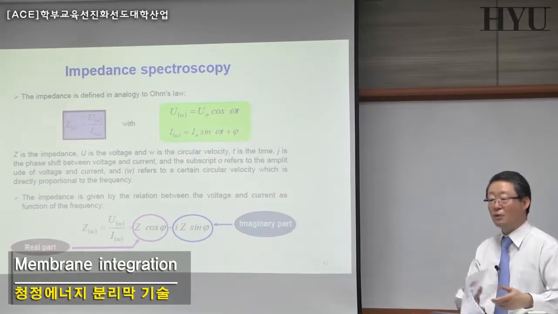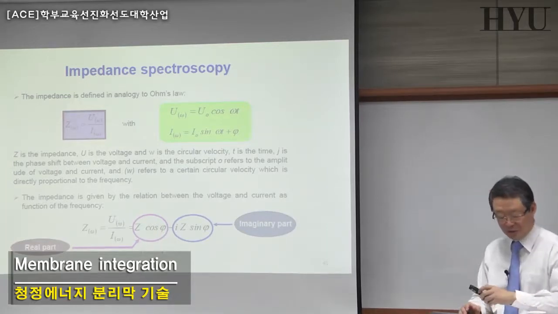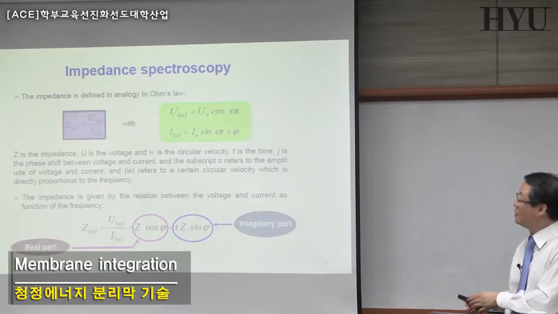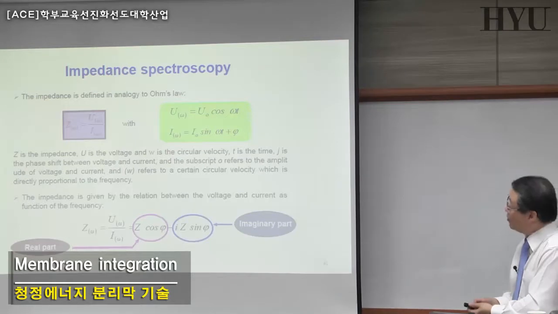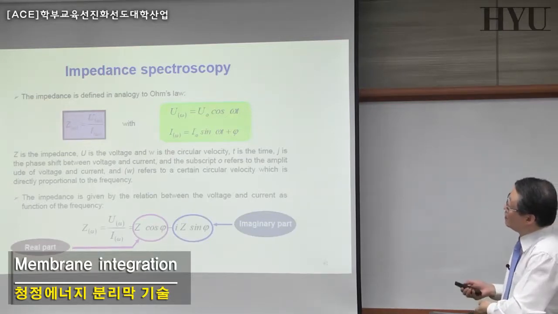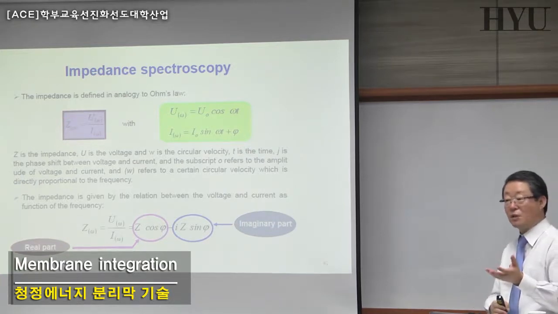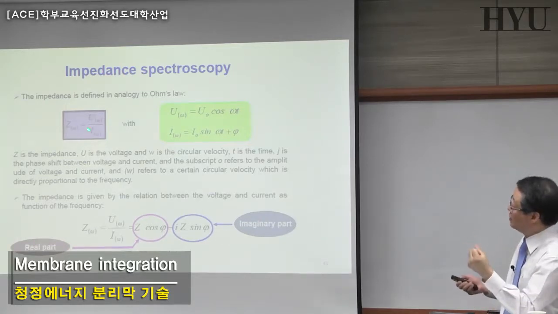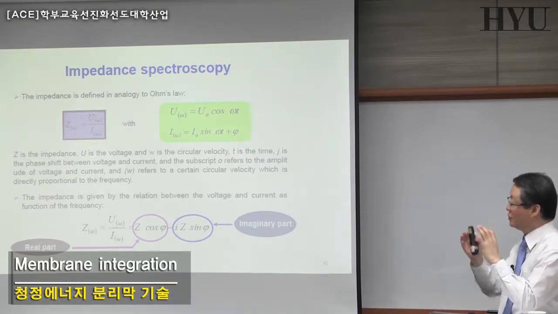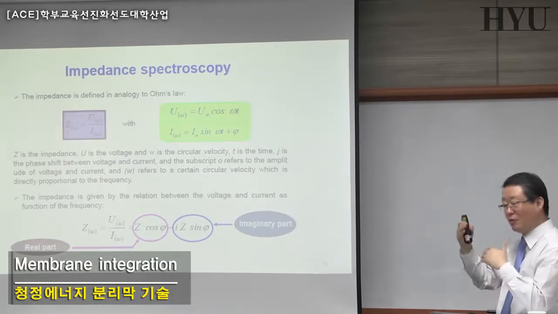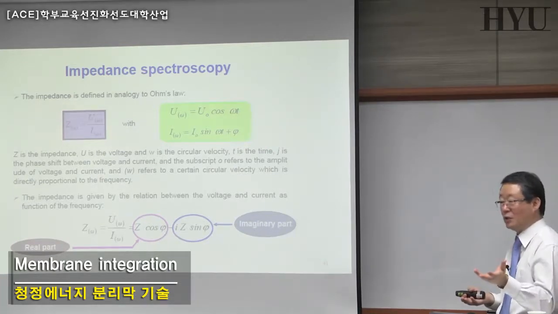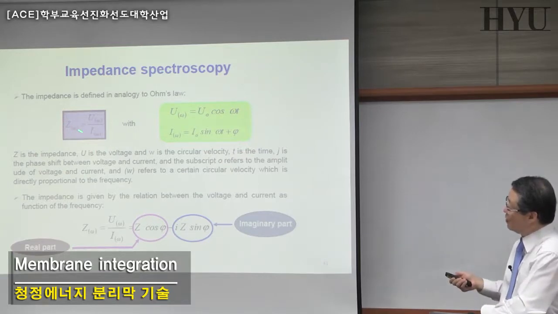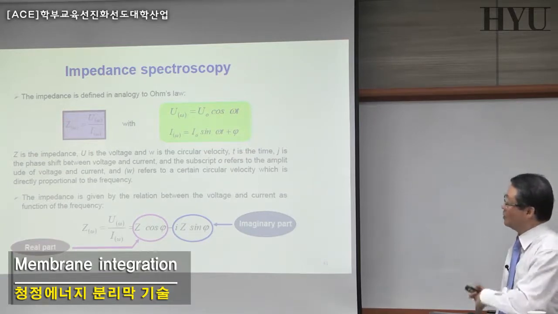Describing the principle of alternating current, impedance spectroscopy is a little complicated. We have Z, which is the same as R, resistance in direct current. Z is a resistance or impedance. Now we have a small character, omega. Omega is a frequency. So if you change your frequency, then the resistance will change. So this resistance depends upon the frequency of the alternating current.